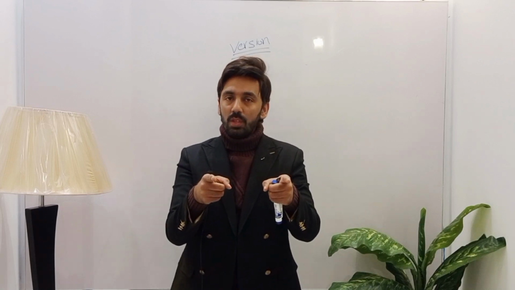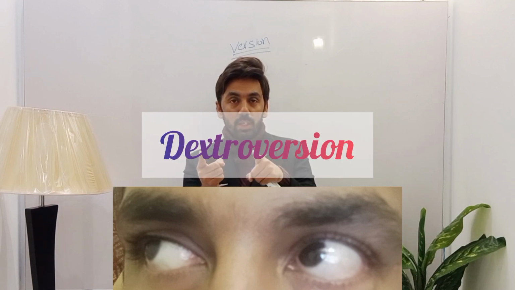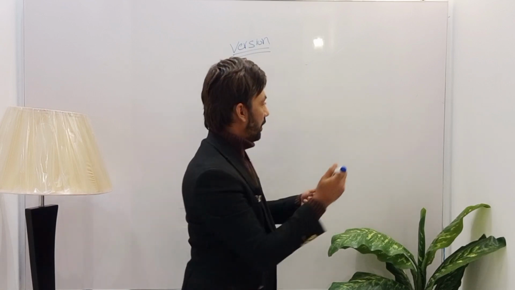And now this is example number three. Suppose both your eyes are moving upward and to the right like this, right? Both eyes are moving to the right side but in an upward direction, in the right upward direction, right? So this eye movement is called version. But which kind of version? It would be dextroversion, right? Dextro means right. I can write it for you.